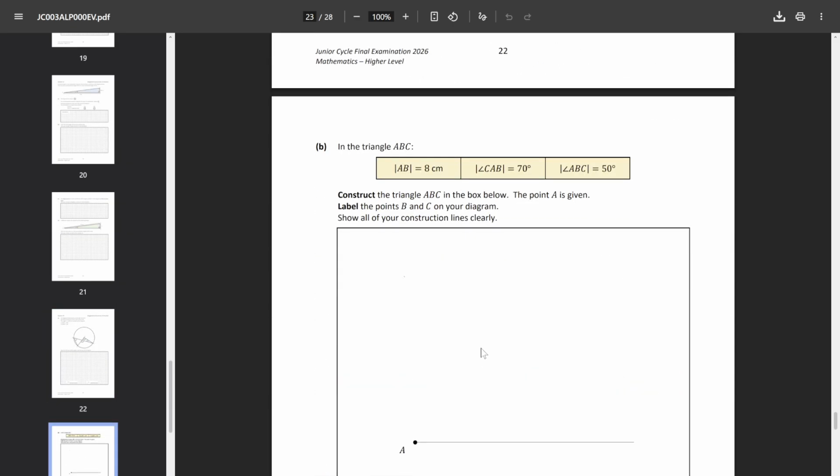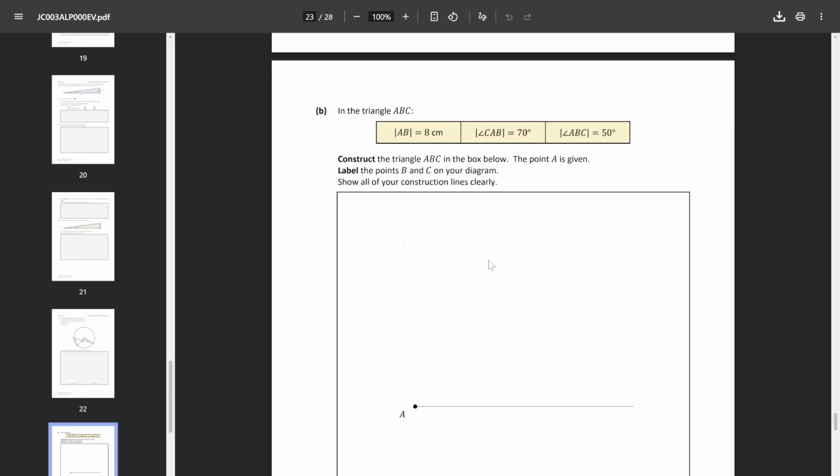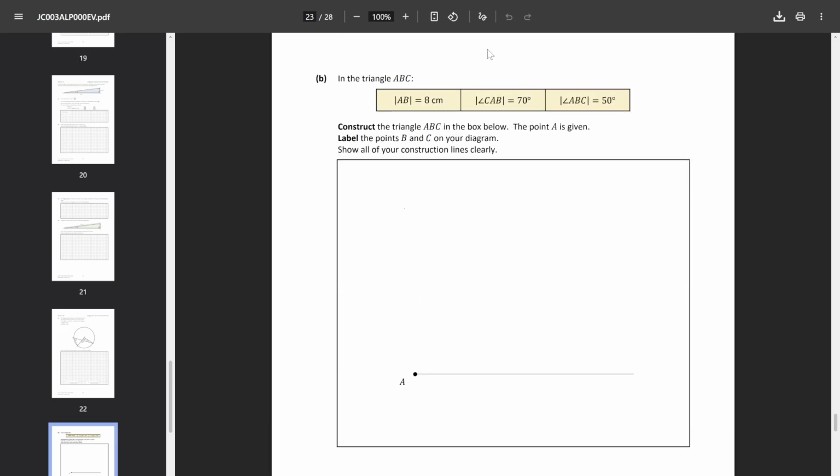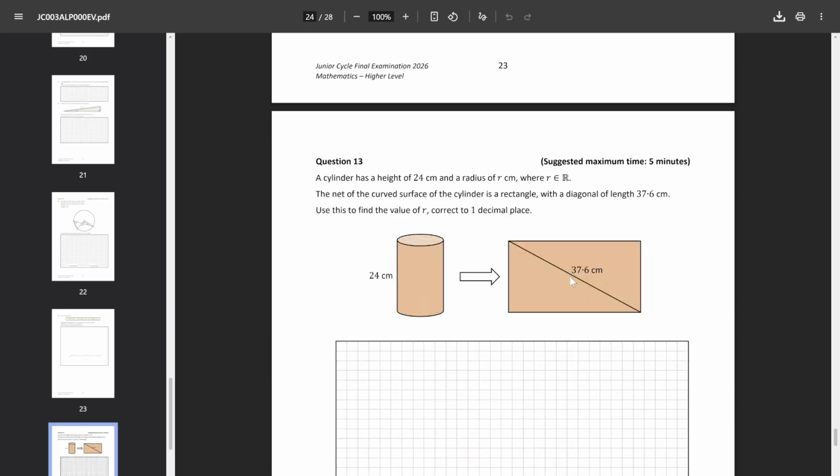Part B, construction, pretty nice one. Just giving you a length and two different angles. Just making sure that you have the angles in the correct spot. So this is the angle measured from A, this is the angle measured from B. It's actually pretty all right.